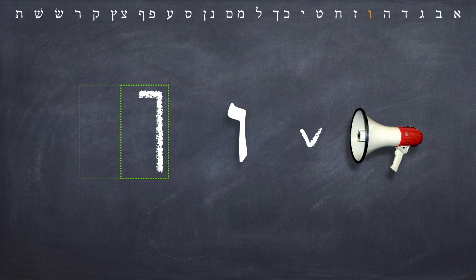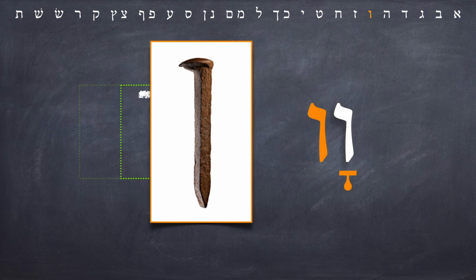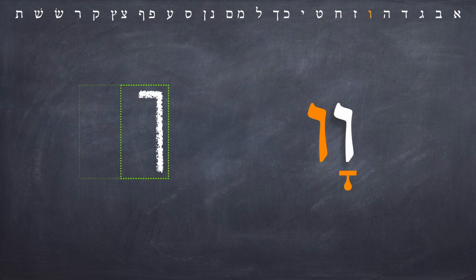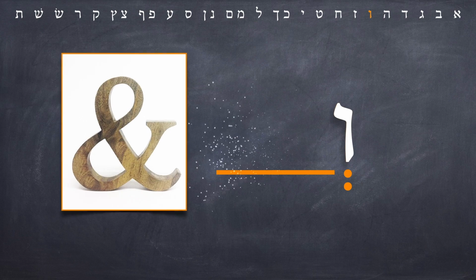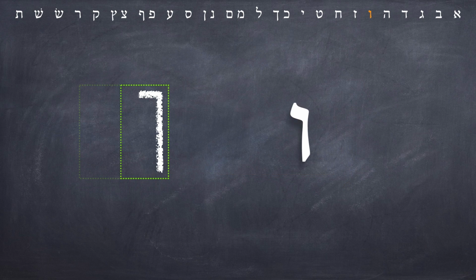V. Actually, the name of the letter, Vav, is a word that means a hook or tent peg, and it's shaped a bit like the letter. Vav is also the conjunction "and" when attached to the front of another word. Ve. And that's the letter Vav.